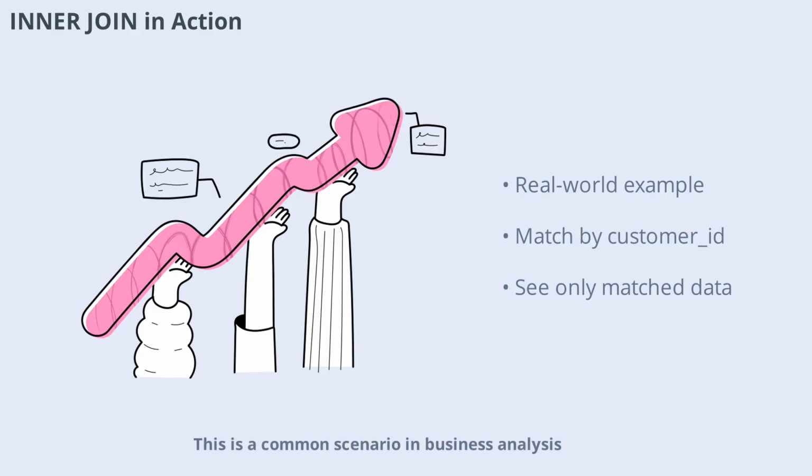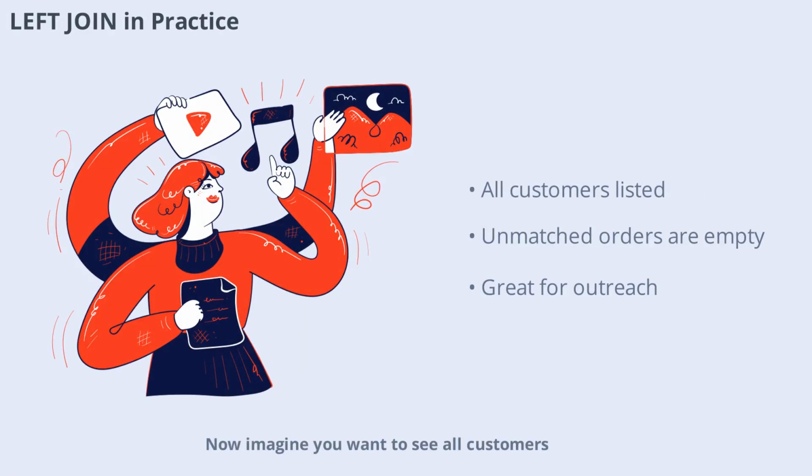This is a common scenario in business analysis. Now imagine you want to see all customers, including those who haven't placed any orders. A left join is perfect for this. It will show every customer from the customers table, and if they have orders, those will appear too. If not, the order columns will be empty. This approach is great for identifying customers who might need follow-up or marketing outreach.